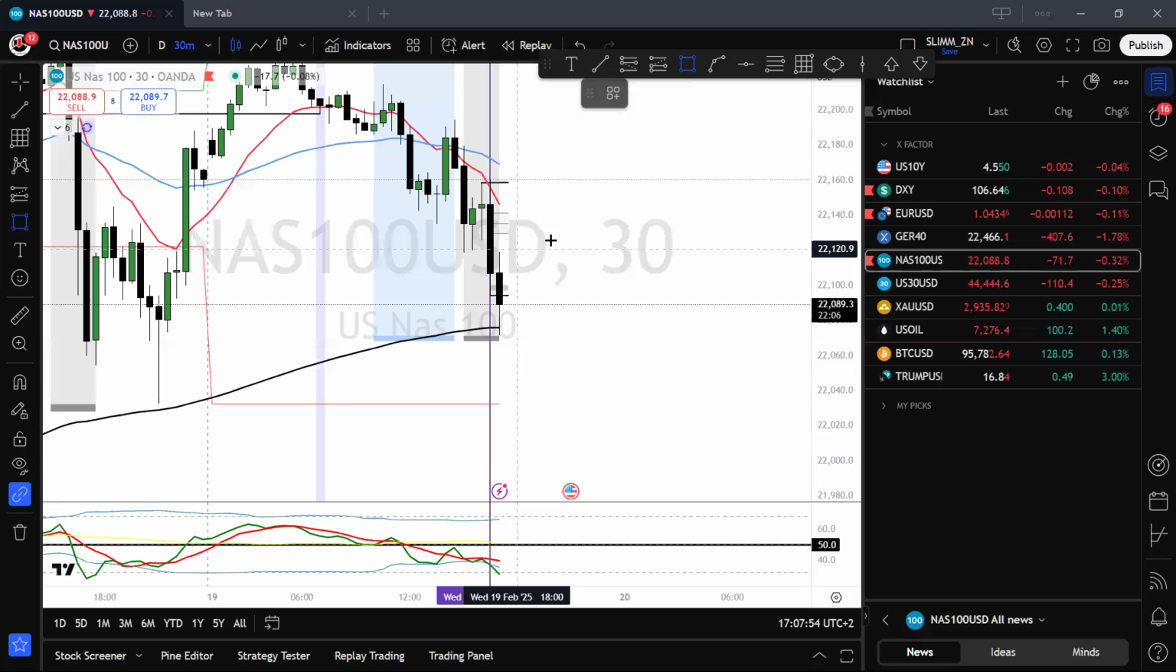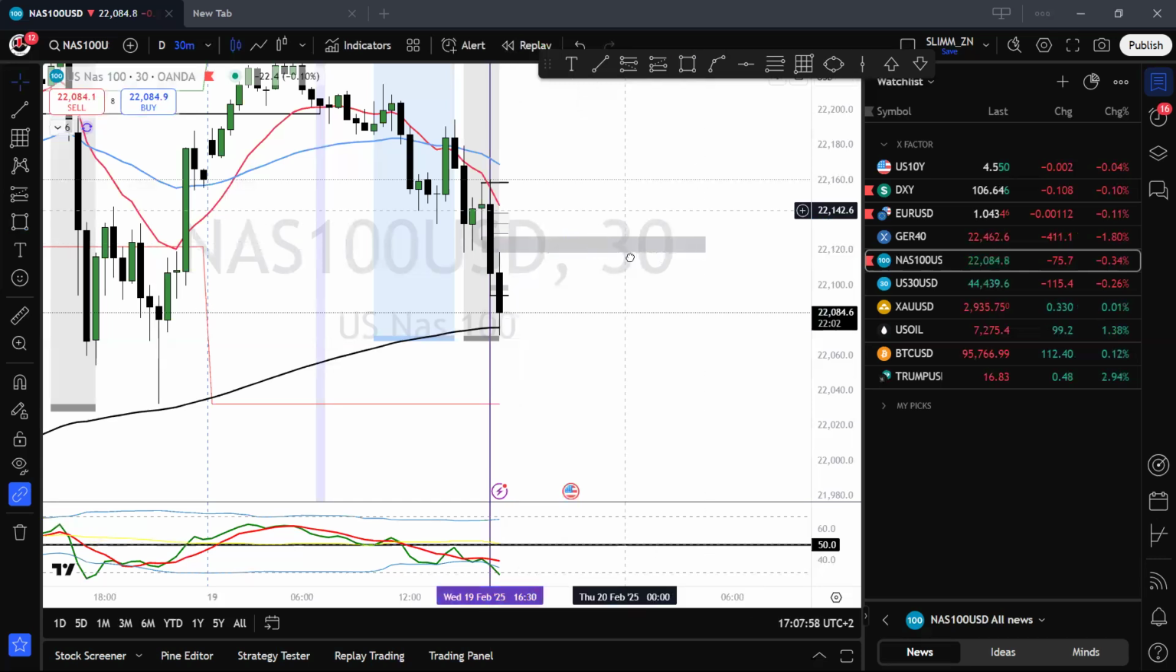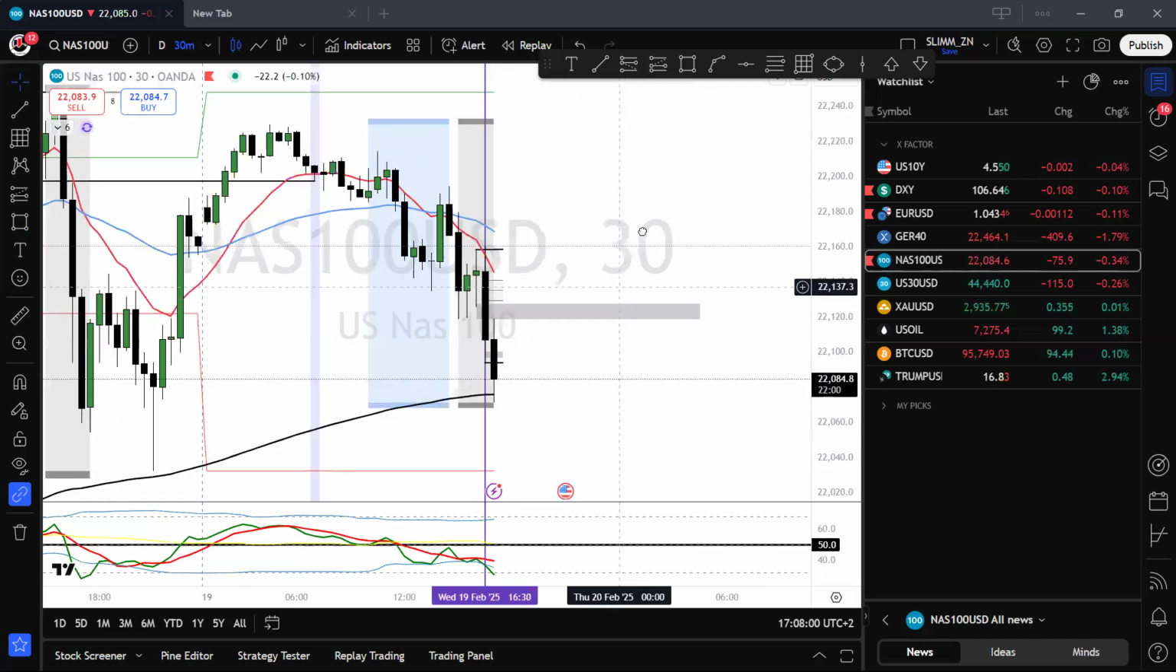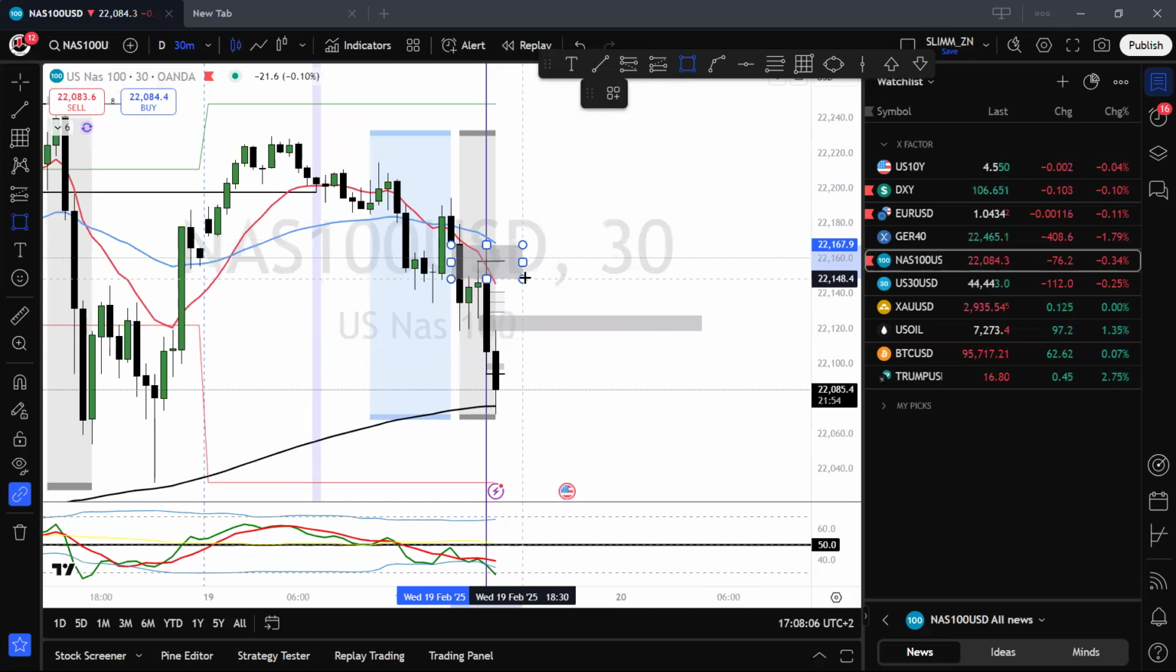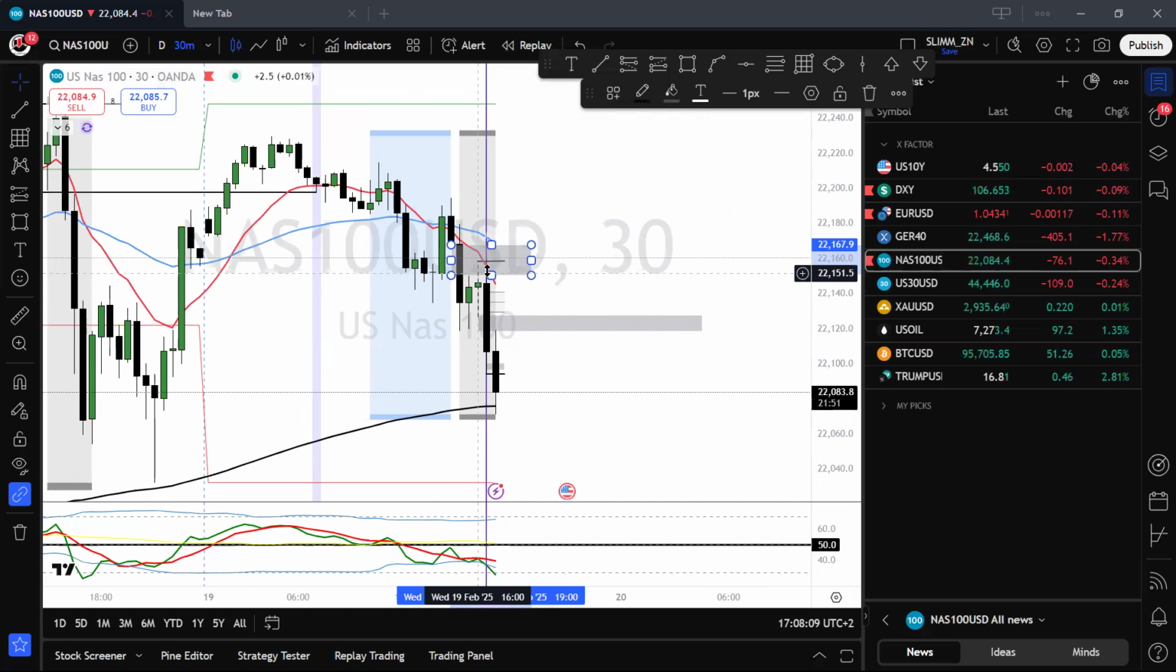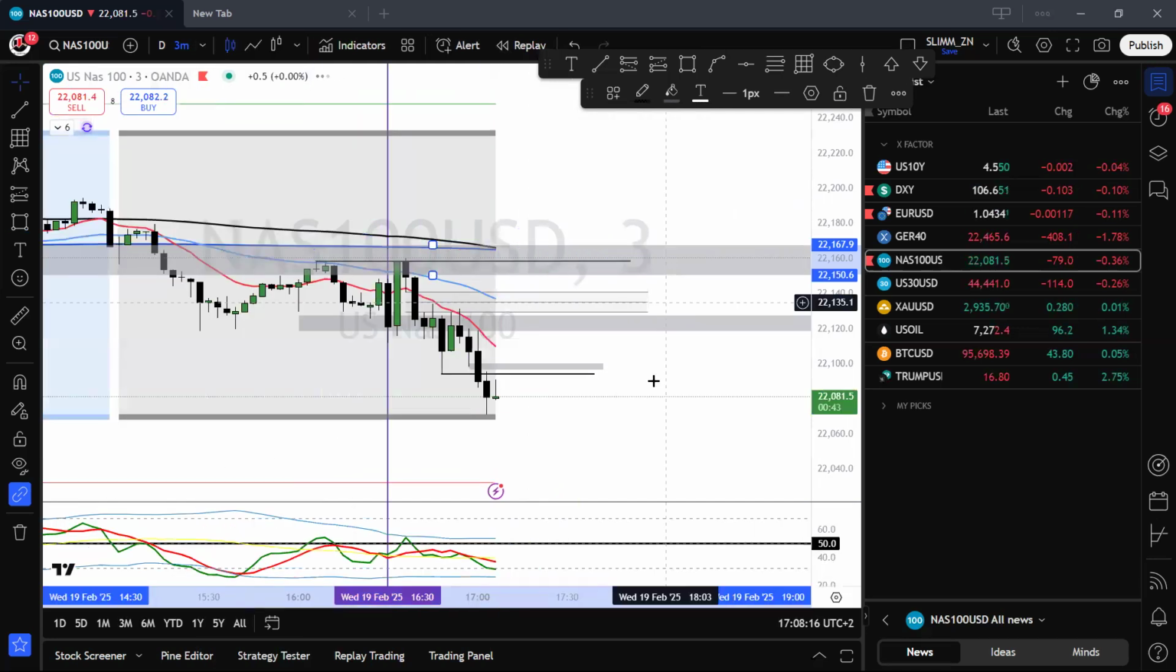Yeah, I've just pinpointed a point of interest. So bear in mind, we already have this imbalance respected right here. Break of structure, price retested. So this was a nice entry at the top there. Would have been a very, very clean entry.